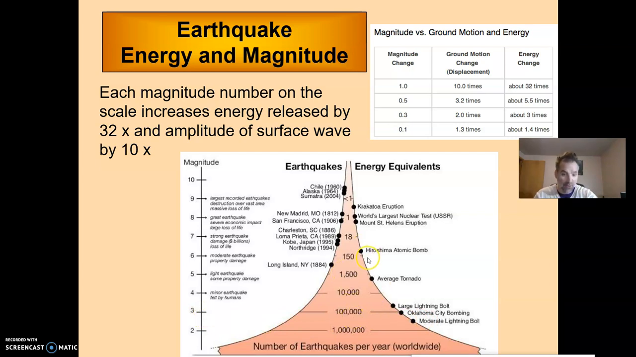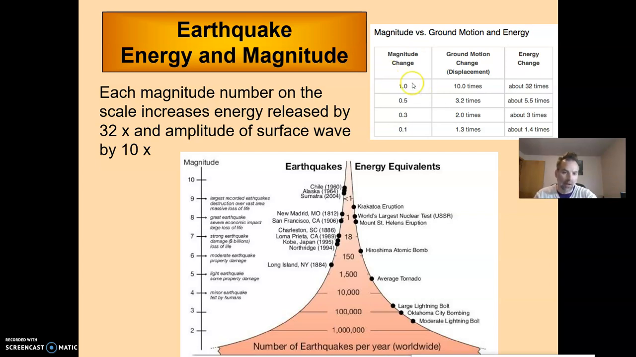And then here you have a Hiroshima atomic bomb, and this is roughly about 6.5. And then you have the world's largest nuclear test, which looks like a little bit above an 8. This is a nice little graph to make some comparisons. But up here, this is magnitude. So again, your magnitude is your Richter scale, versus your ground motion and energy.